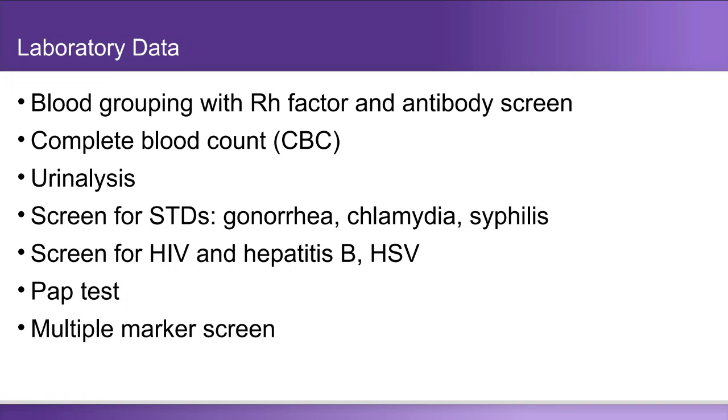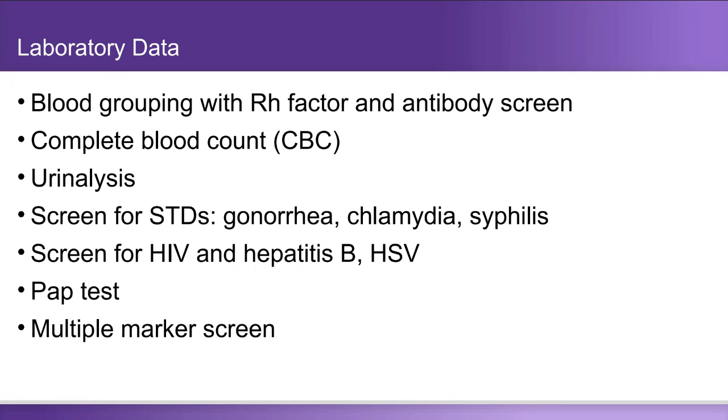We're going to screen for sexually transmitted diseases, especially gonorrhea and chlamydia. Syphilis is something we also look at, as well as HIV, hepatitis B, and herpes simplex virus. All of these can actually cross the placenta and affect the baby. So if there's any gonorrhea or chlamydia or syphilis, we want to be able to treat those. HIV and syphilis are actually screened twice during pregnancy. It's screened the first time they have prenatal care, and then it's done again in the third trimester. So we do that twice.